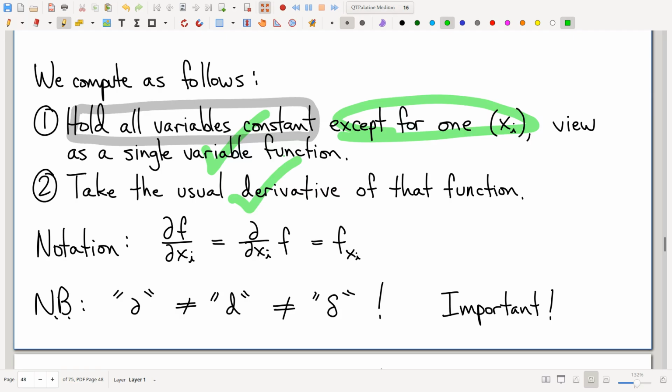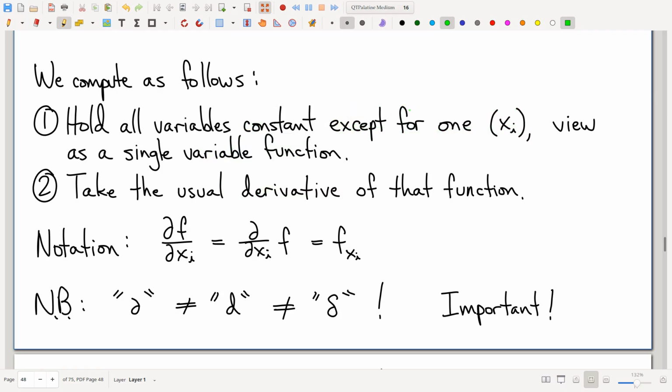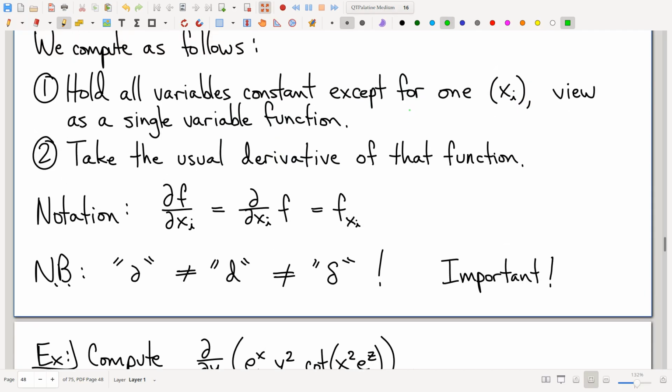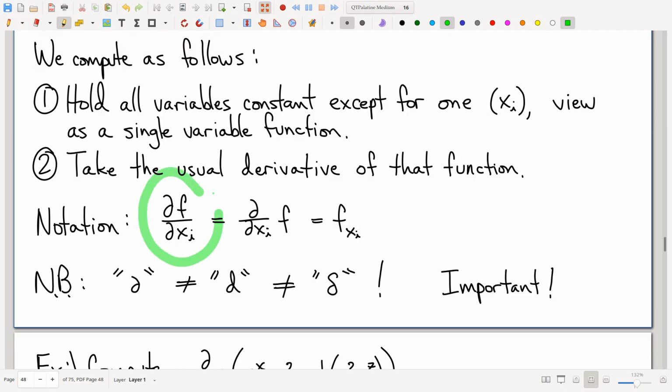All right? That's all a partial derivative is. We'll do several examples in a moment. Let's talk about the notation, though. This is the most common notation. Do be careful, that symbol right there is not a D. You can't write it as a D.